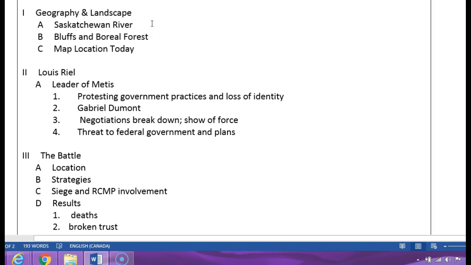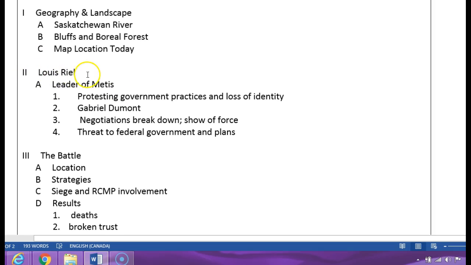You don't make a list of divisions like you would for a literature-based paper. And I only have 3 things that I found information on under geography and landscape. So I'm going to talk about the Saskatchewan River, the bluffs in the boreal forest, and then where you would find this place on a map today. I don't have to clarify that with details and little examples and things because my content will support that with what I have on my note cards.